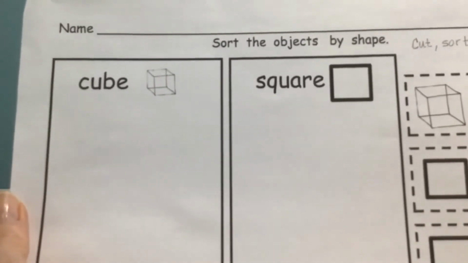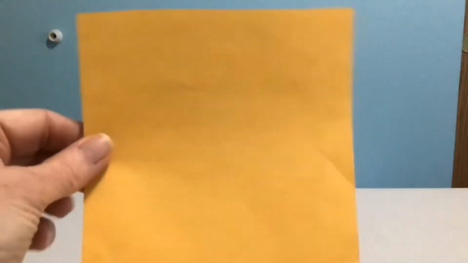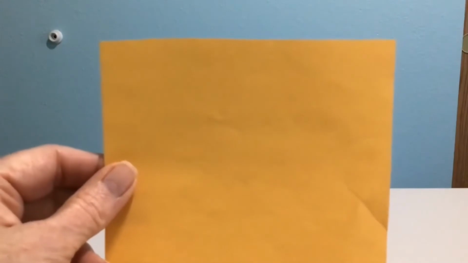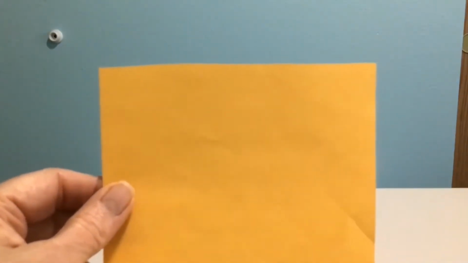But a square is flat. A square can be glued onto another piece of paper. This is a flat piece of paper. It's a square, but it's very thin. It doesn't have much thickness to it. Cubes are different. Cubes do have thickness, so they're called 3D.